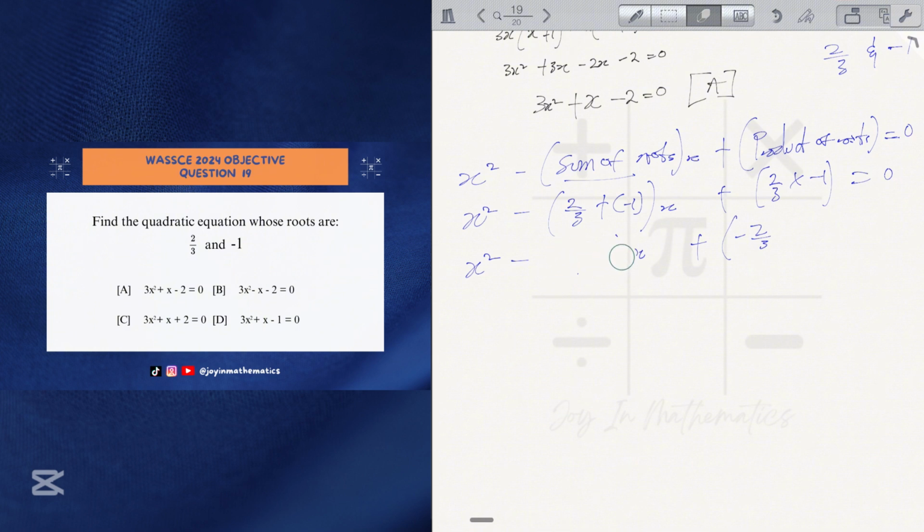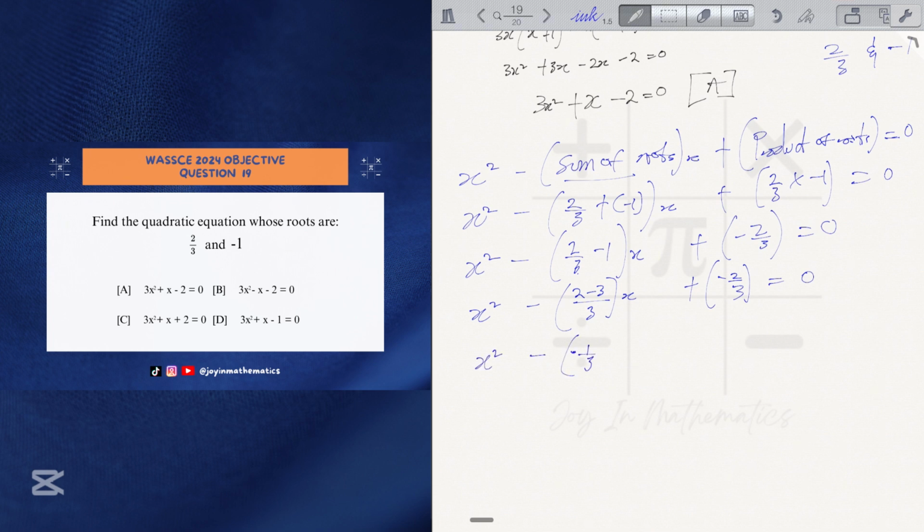I hope we got that. Let's rewrite. So that's 2 over 3 minus 1, because when we multiply these two, it will result into negative. Plus 2 over 3 equals 0. So if you take the LCM of this sum of roots, we have x squared minus, simplifying this further using the LCM of 3, we have 2 minus 3 x plus minus 2 over 3 equals 0. So with that, we have x squared minus 1 over 3 minus 1 over 3 x, and we still have minus 2 over 3.